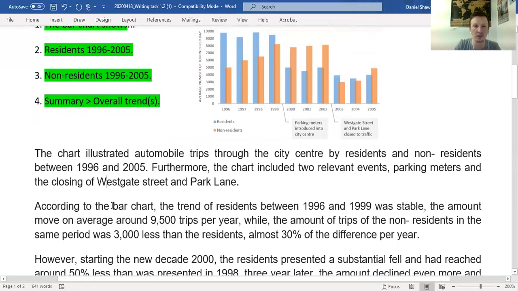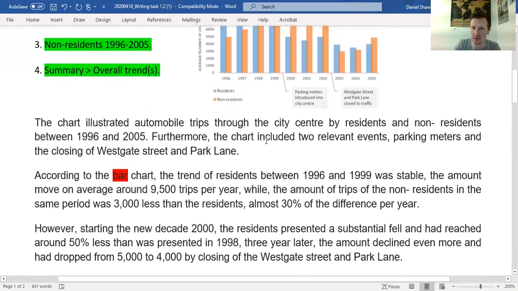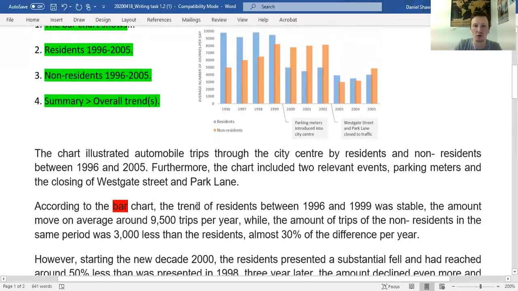So according to the bar chart, so we can just say according to the chart. Again, we don't need bar chart. We know that it's a bar chart. We don't need to keep specifying that. The trend of residents between 1996 and 1999 was stable. So we know that it's residents. So we can say the trend of residents between 1996 and 1999 was stable. That's fine. That's one point we can make.